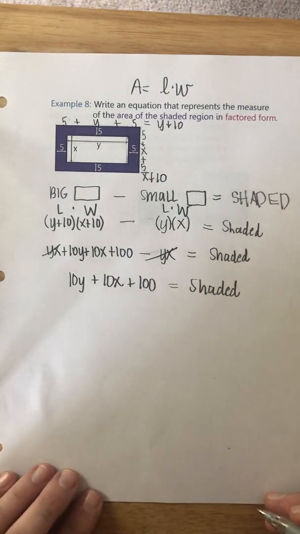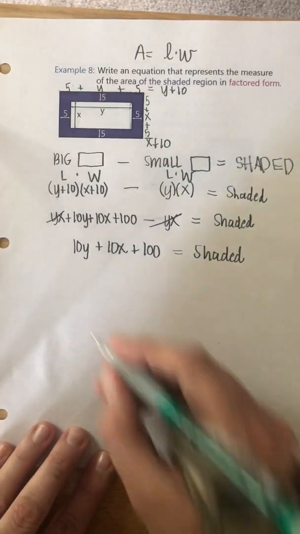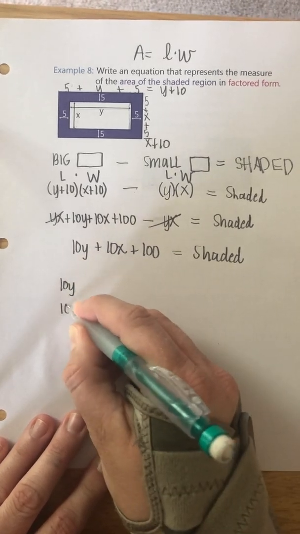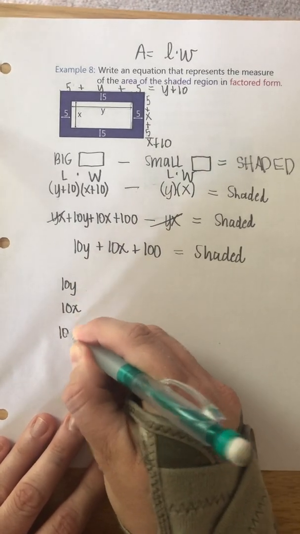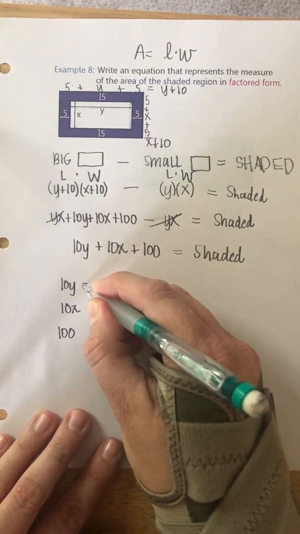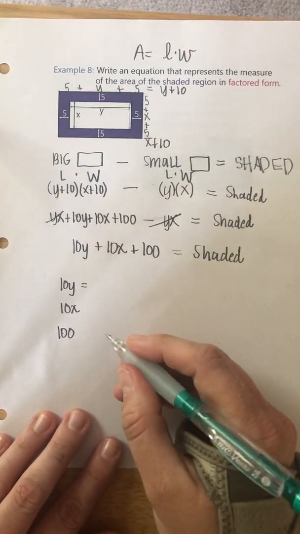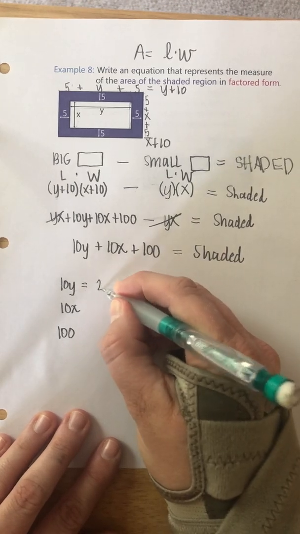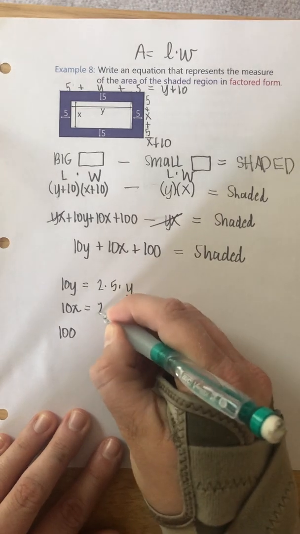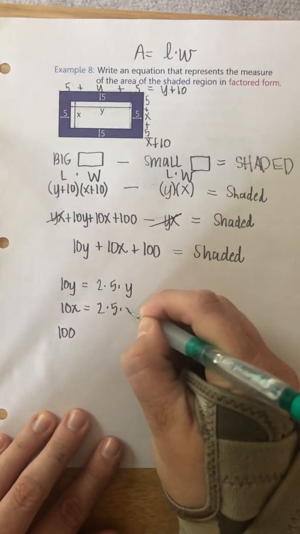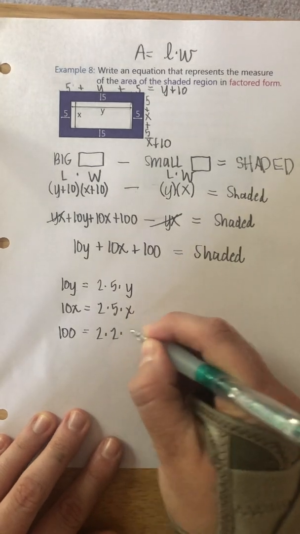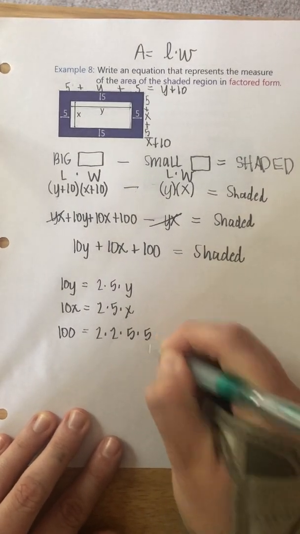So we have to look for a GCF and see how we can rewrite that. So let's take a look at each term. We have 10y, 10x, and 100. Now some of you can probably already tell what the GCF is, but I'm going to go through this process just in case. So 10y would break down into 2 times 5 times y. 10x would break down into 2 times 5 times x. 100 would break down into 2 times 2 times 5 times 5.